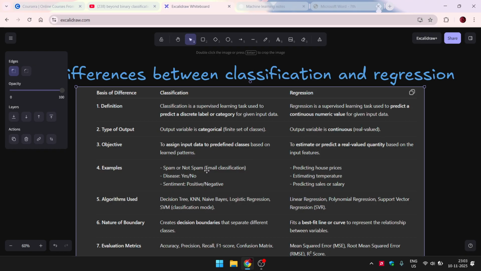So let's talk about types of output. Output variable is categorical in classification. We will have finite sets of classes. In regression, the output variable is continuous and real valued, like some value that we can plot in the graph.